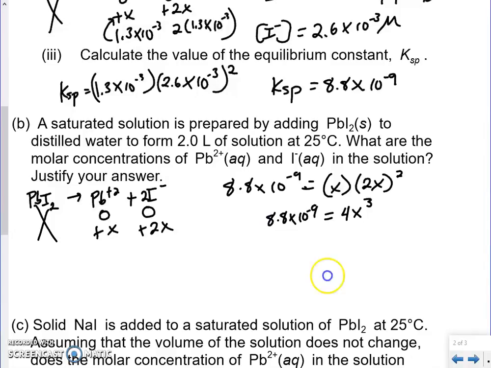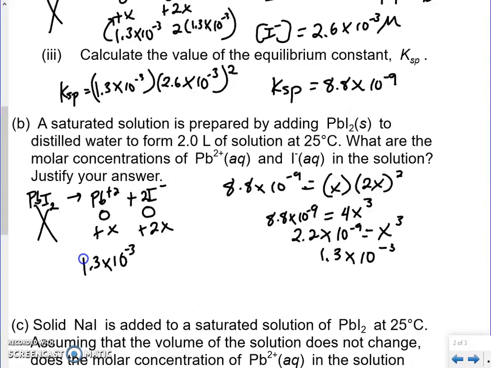So if we solve this out, we're going to divide by the 4, which is going to give us 2.2 times 10 to the negative 9th equaling x cubed, and then we're going to take the cube root, and what we get is x is going to be equal to 1.3 times 10 to the negative 3. What does that mean? That means our lead is going to be 1.3 times 10 to the negative 3, and our I is going to be 2x, which is going to be 2.6 times 10 to the negative 3.